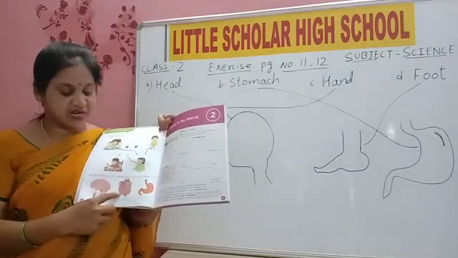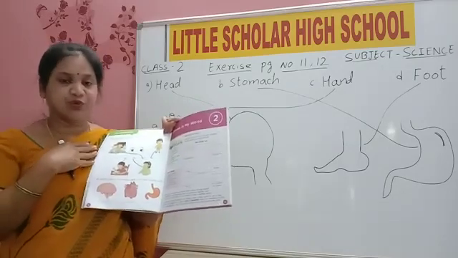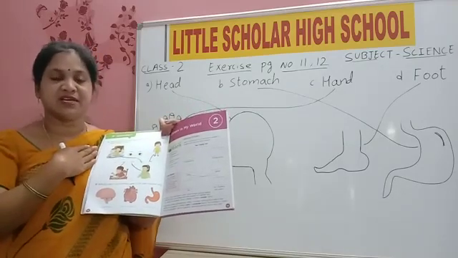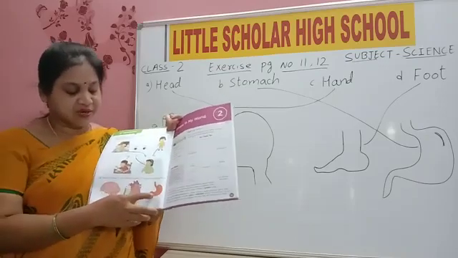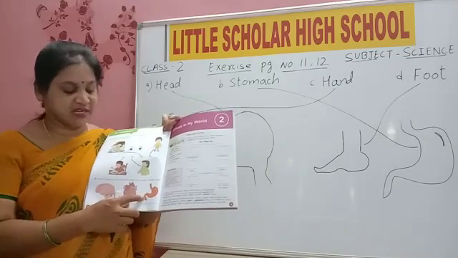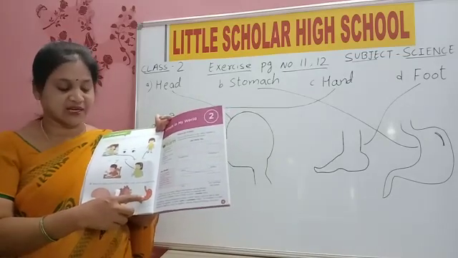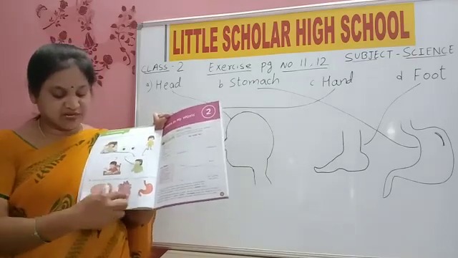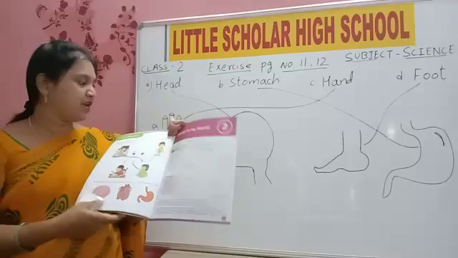Which organ is this? Heart. Yes, where is the heart? A little left. You put your hand and check. You can hear your heart sound. Heart. What is this, children? This is stomach. See, it is like a bag. Whatever you eat goes into this bag. This is stomach. So we will write here, children. Write below here.